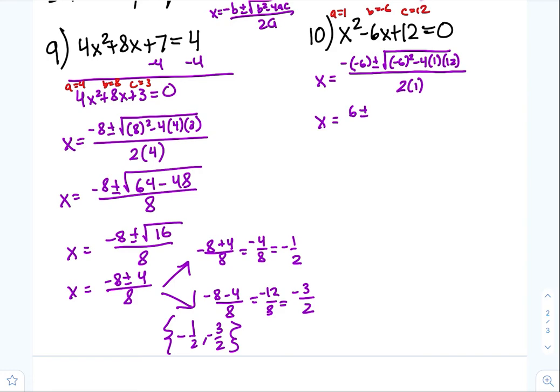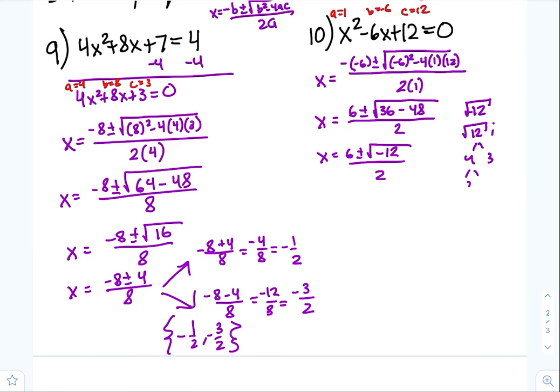So we're going to get 6 plus or minus the square root of 36, 4 times 1 times 12 is minus 48, all over 2. X is equal to 6 plus or minus the square root of 36 minus 48, you guys, is negative 12, over 2. Now you guys gotta simplify this square root. So you guys know that is square root of 12i, because it's a negative sign, right? And then you guys do your factors. There's your guys' pair, so 2 square root of 3i. So that is going to replace our square root of negative 12.